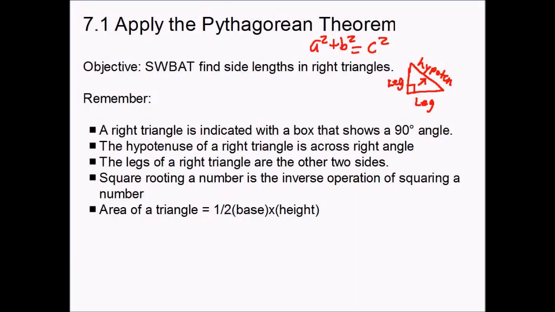Square rooting a number is the inverse operation, the opposite operation of squaring a number. So if I have something like 10 squared, then I square root that. Inverse operation means they cancel. So the square root and that 2 would cancel, and you would just be left with 10. And then the area of a triangle is 1/2 base times height. You're probably more familiar with this way. Let's go ahead and move on.